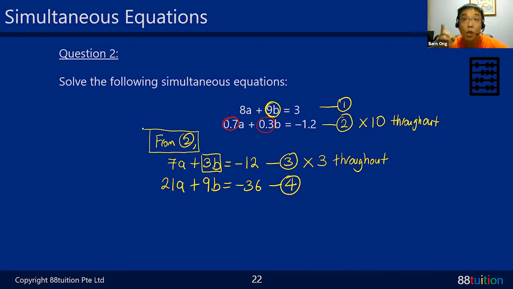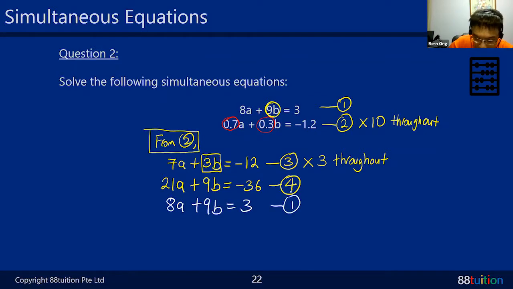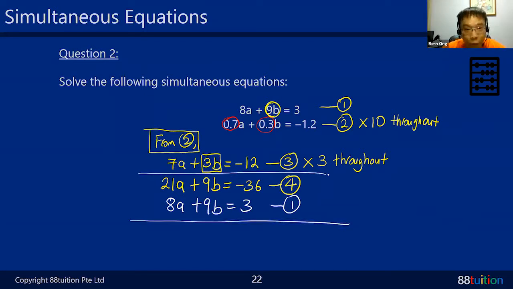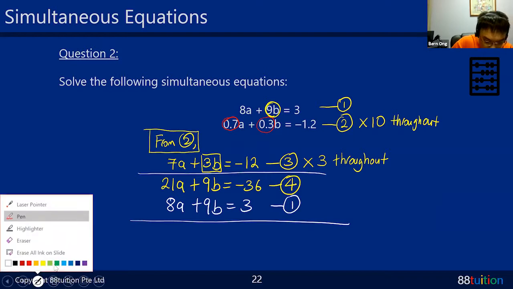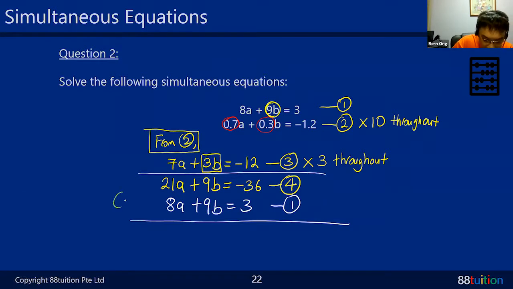Can you see? So now I purposely bring down equation 1 so that I can make a fair comparison. Equation 1 is 8a plus 9b is equal to 3. This is equation 1. So I'm making a comparison with equation 4 and 1. So what do you do? All right, Charmaine, so 9b and 9b, what do you do? Try to get rid of it. How? Minus it out. So you want to get rid of the 9b and 9b, you minus it away. All right, so 9b minus 9b, no more. That is what you want.